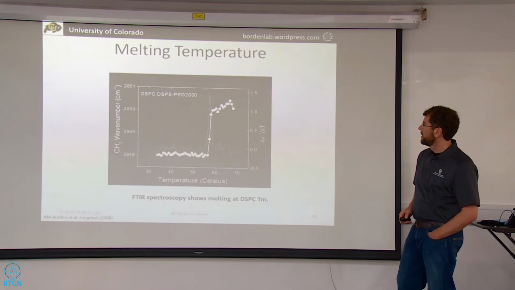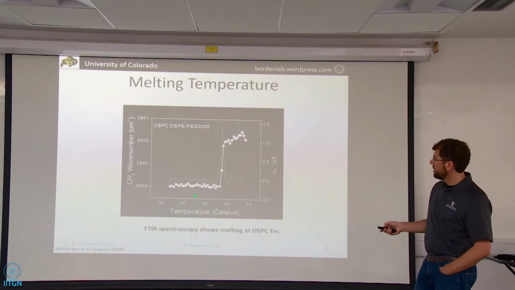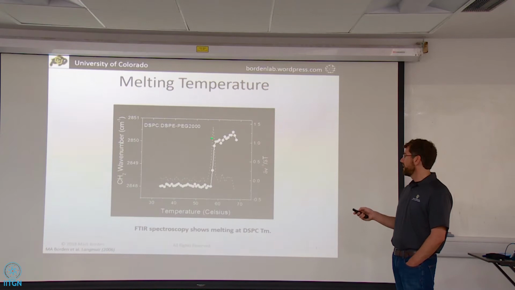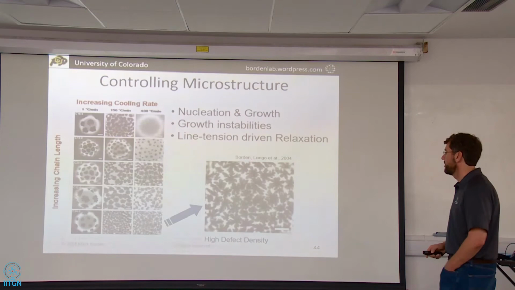The lipid shell can actually melt. We measure this with FTIR. So we're looking at the symmetric stretch of the carbon-hydrogen bond, and we see a shift in the wave number, and this shift corresponds to the melting temperature of the lipid. In this case, it's DSPC, and it's happening right about 55, 56 degrees Celsius where we expect it. So we can melt the shell and then cool it at different rates and get different microstructures.